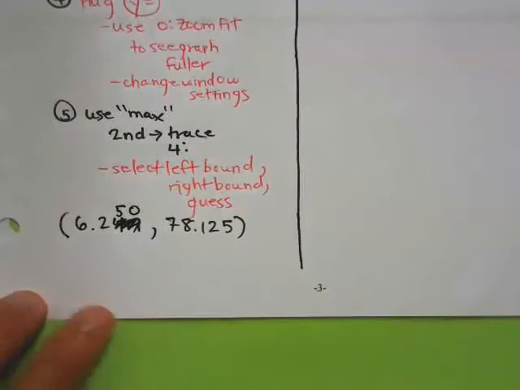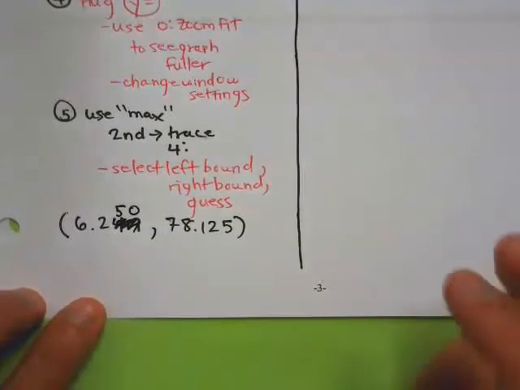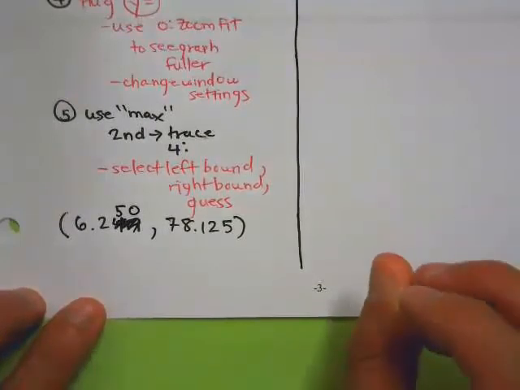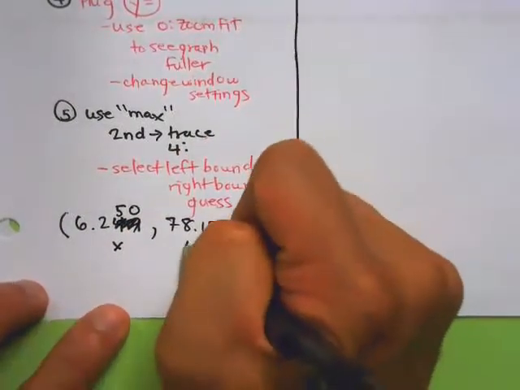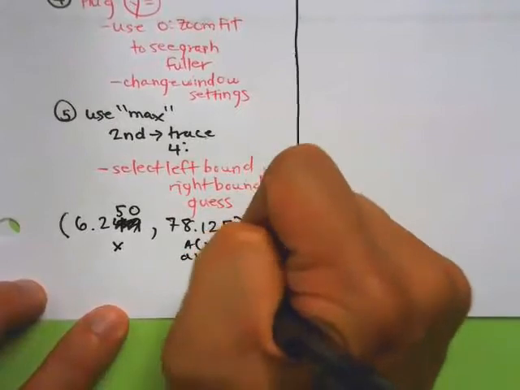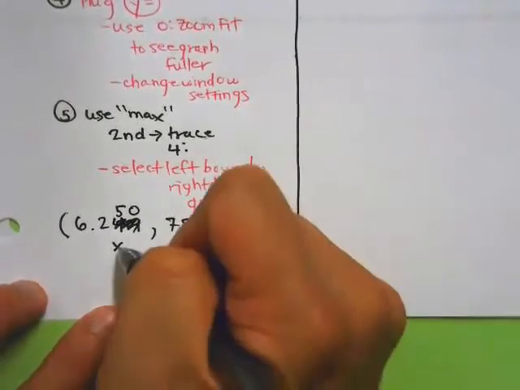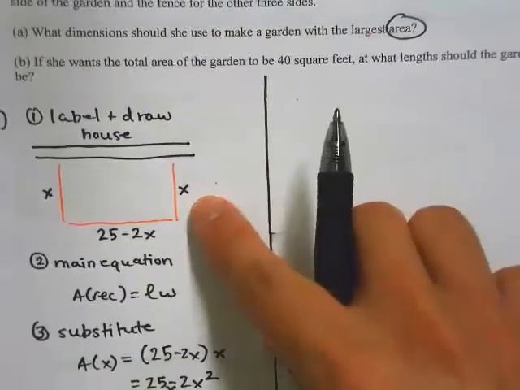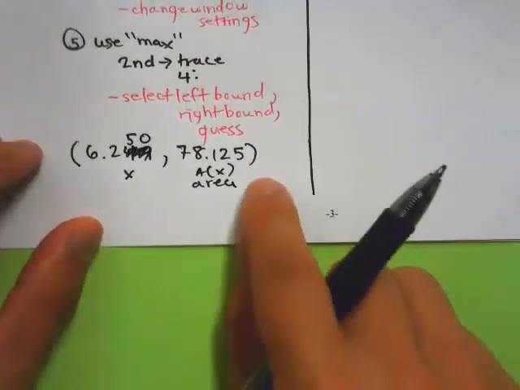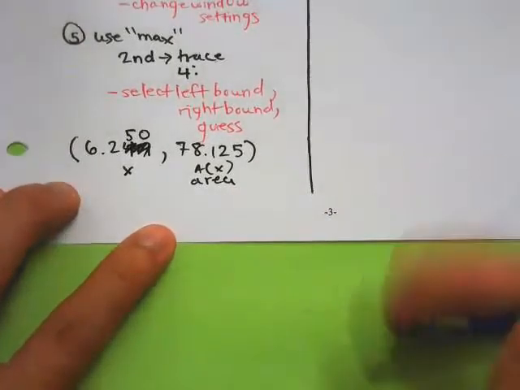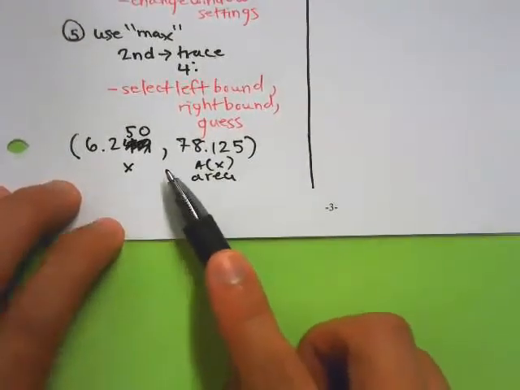Okay. The question was, what dimensions should she use to make the garden with the largest area? So again, this is your x and this is your A of x. So here's your area, and then your x is going to be one of those lengths over here. So let's go ahead and choose that right now. So the largest area will be 78.125.